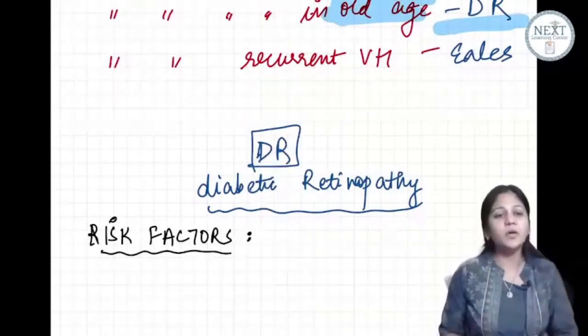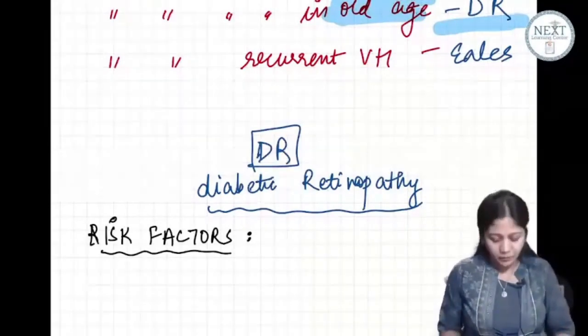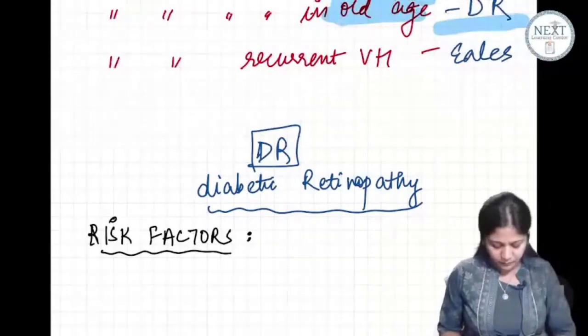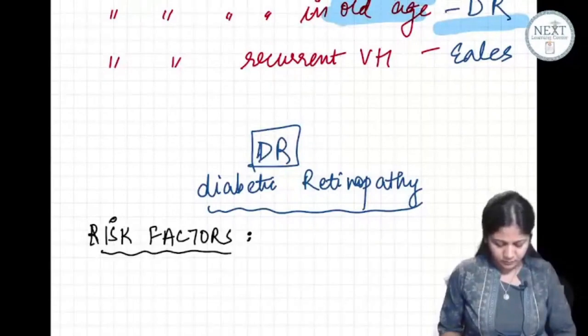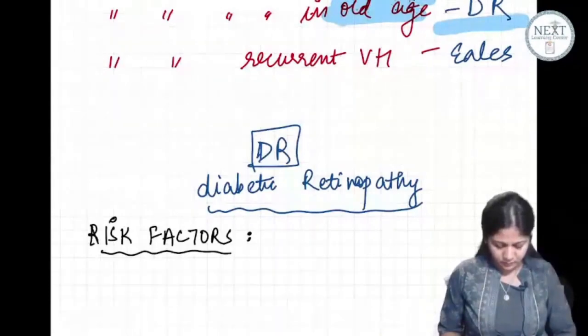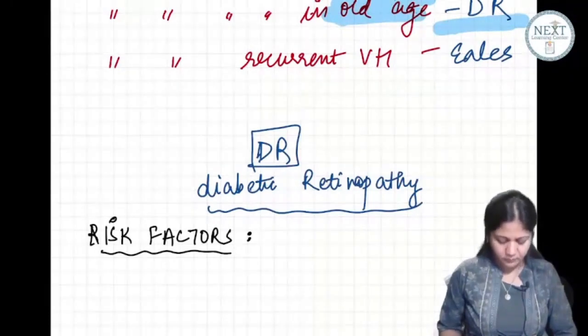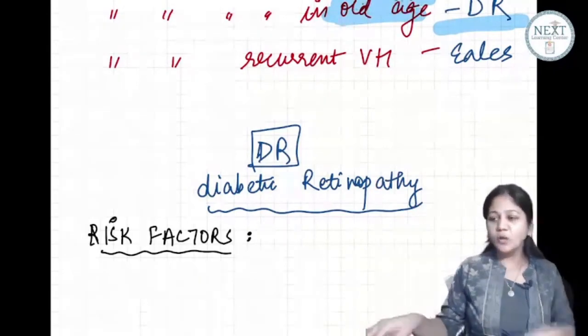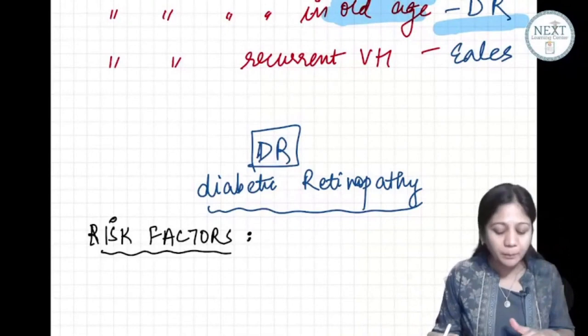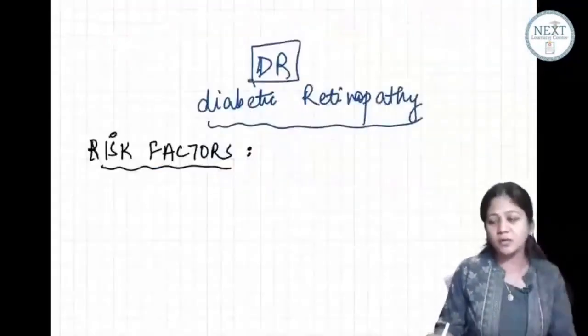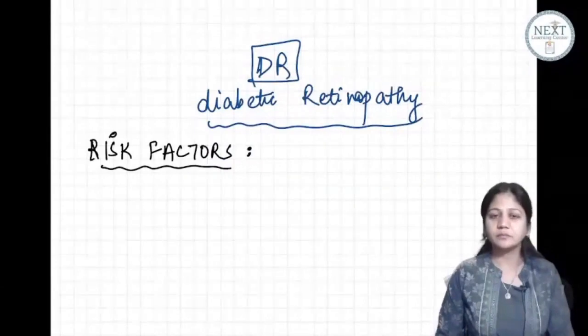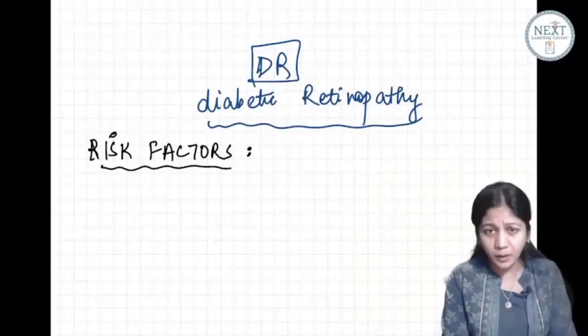So can anybody tell me what is the most important risk factor for development of diabetic retinopathy? Anybody, guys? What is the most important risk factor? Anyone?